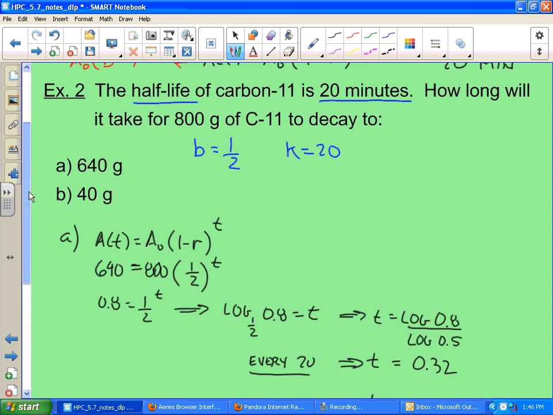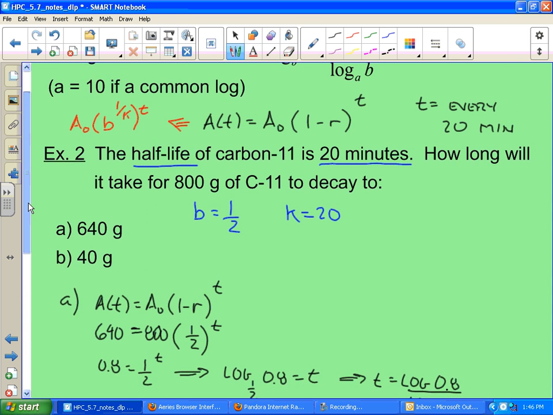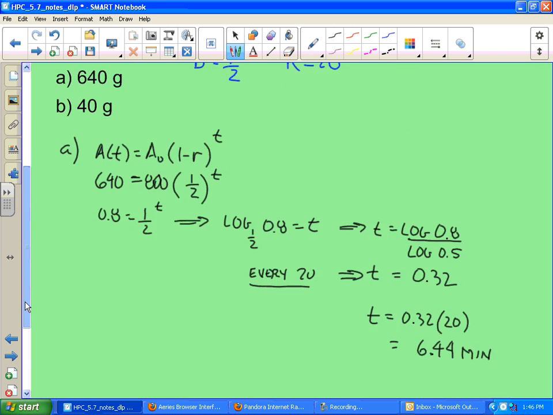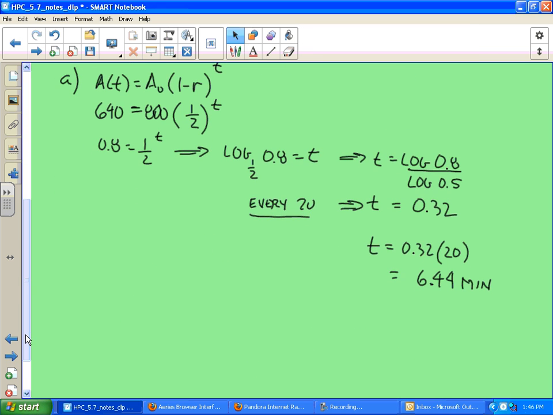I would be an advocate for thinking about a BTK for this problem because I knew that I was changing my initial amount by half, and I was doing that in a 20-minute period. So let's see what the difference is setting it up that way.